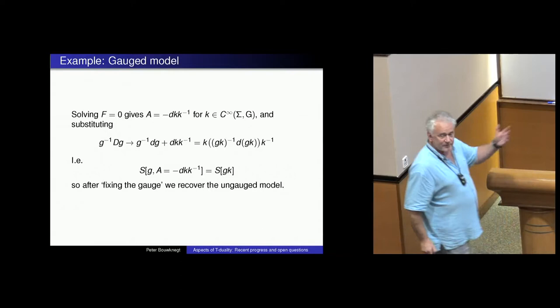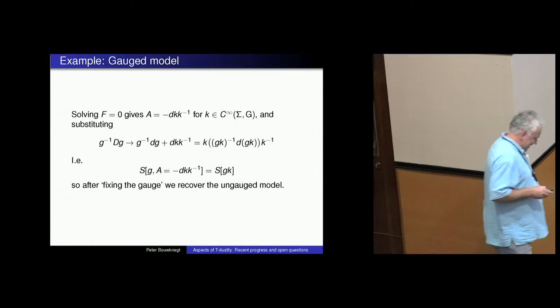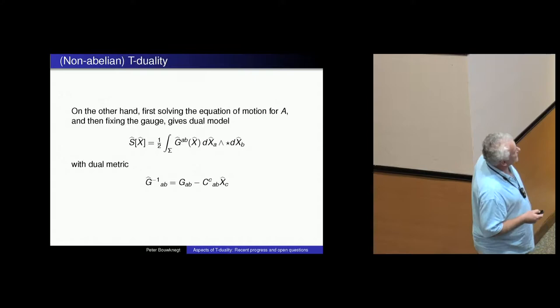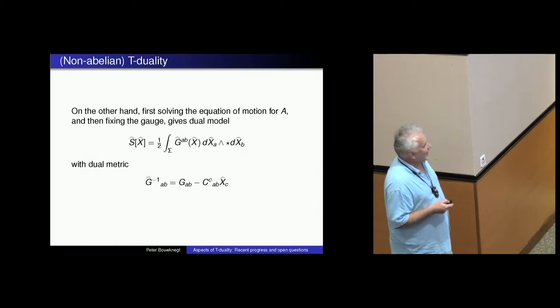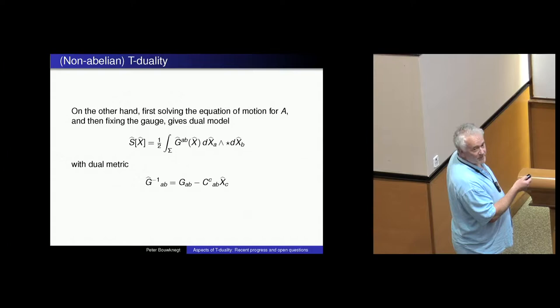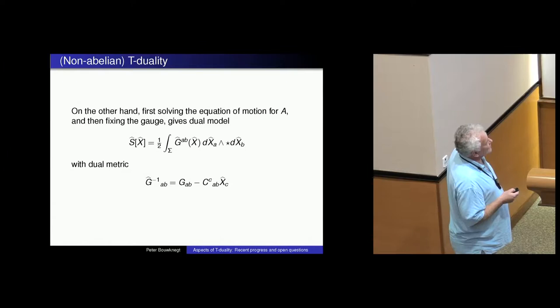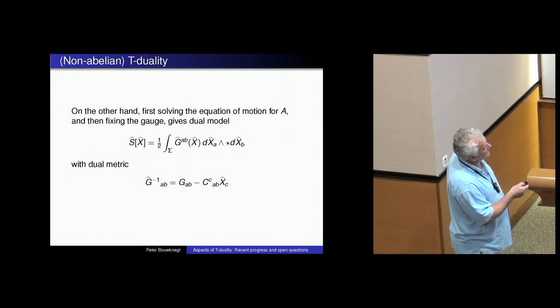Okay, so the nice thing about this construction is we can also do it differently. Instead of solving the equation of motion for my Lagrange multiplier and then fixing a gauge, I can also do it the opposite way. We can first solve the equation of motion for A and then fix a gauge. I'm not going to do that in detail for you, but what comes out is essentially the same model, but with a different metric. And the metric you find in this way is of the following form. So the conclusion is that the original model is completely equivalent to this model, but with a different metric.